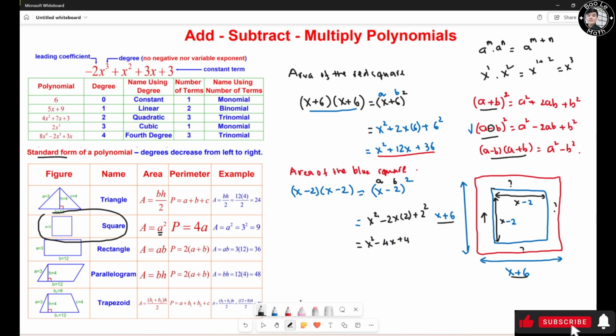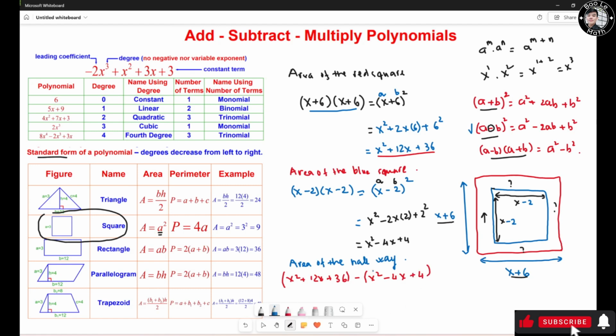Now, I need to calculate the error of the whole way by doing subtraction. I'm going to take the error of the bigger square and subtract the error of the smaller square to get the error of the whole way. So the error of the bigger square is going to be s squared plus 12s plus 36. Subtract, don't forget parentheses, the error of the smaller square, which is right here, s squared minus 4s plus 4.